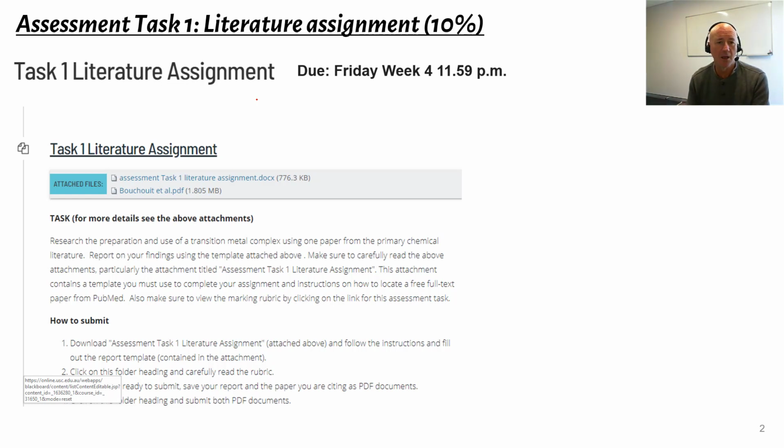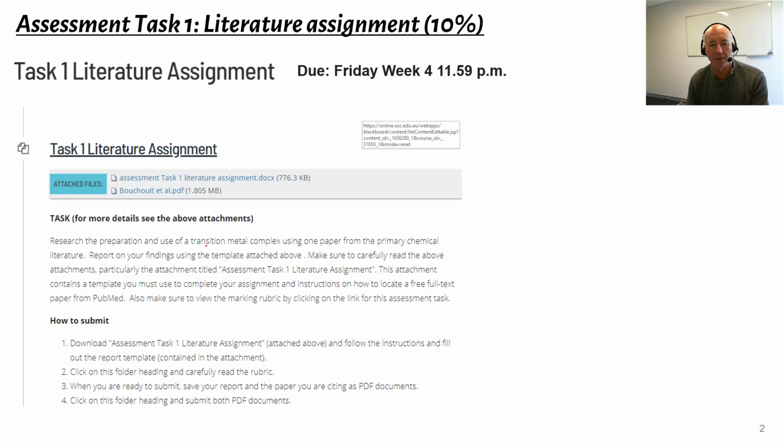So with that, and with a little bit of practice and an example that I've given you, you shouldn't have too much trouble with this lit assignment. That's just a screenshot there, a broad overview of what's actually happening in this assignment. It's worth 10%. It's due Friday, week 4, 11:59 p.m. After that, penalties may apply.